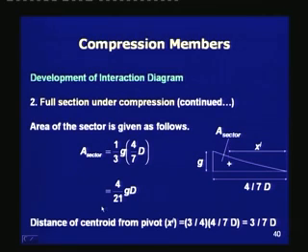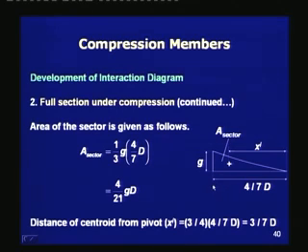The area of the sector is as given as follows. This is the area of a parabolic section, and it is given as 1/3 times g times the distance to the apex from the base, which is 4/7 d. Thus, the area of the sector is equal to 4/21 g times d. Thus, once we know g, we can calculate the area of the sector. The distance of the centroid of this area from this apex is denoted as x prime, and this is equal to 3/4 of 4/7 d, which is equal to 3/7 d.